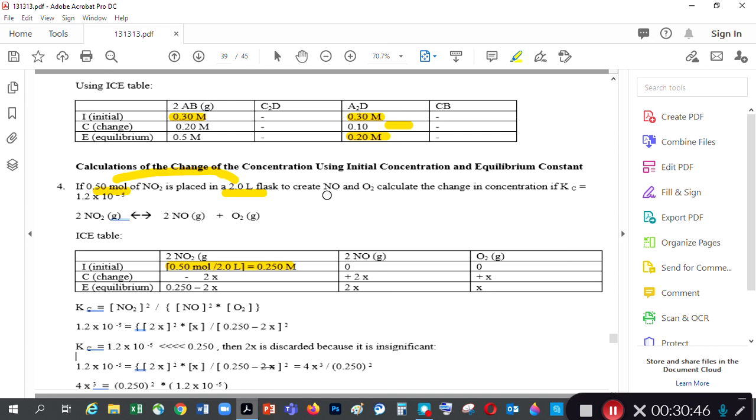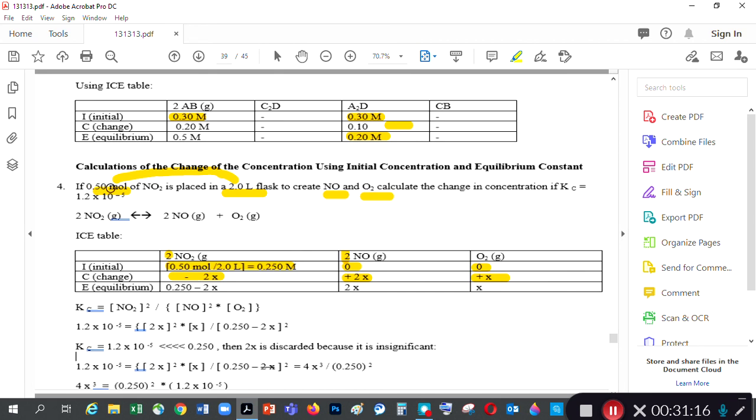Then these are the products at the beginning, 0, 0, correct? Now look at the whole thing. The change is this one here. This is the reactant, minus 2x, correct? Here is the product, plus 2x, and here's the product, plus x. We always have to consider the 2 here with us. So 0.250, this is from the initial one.